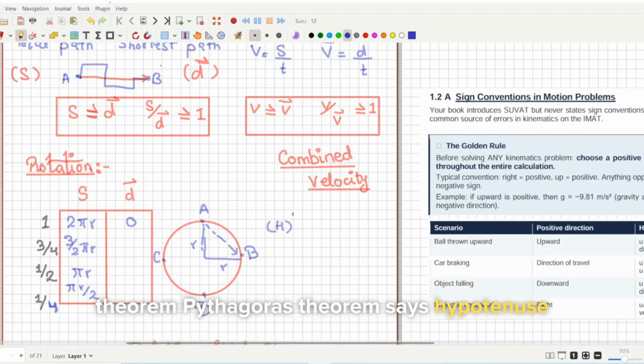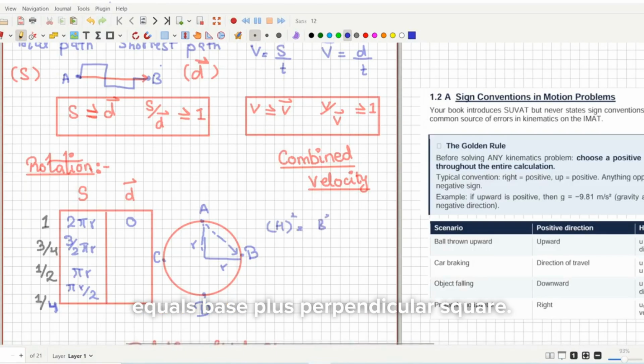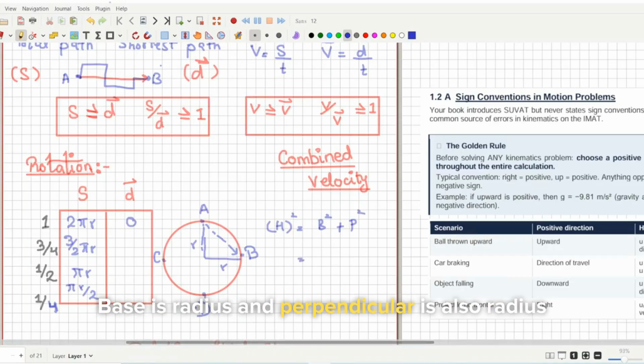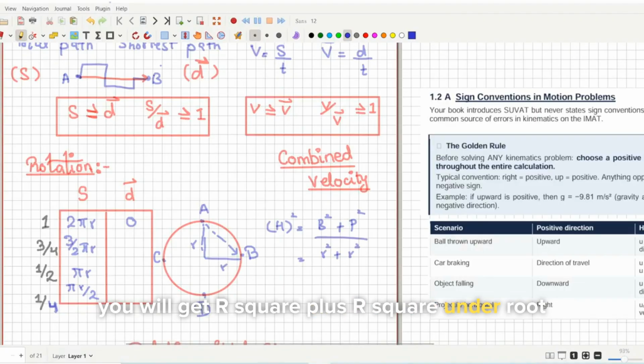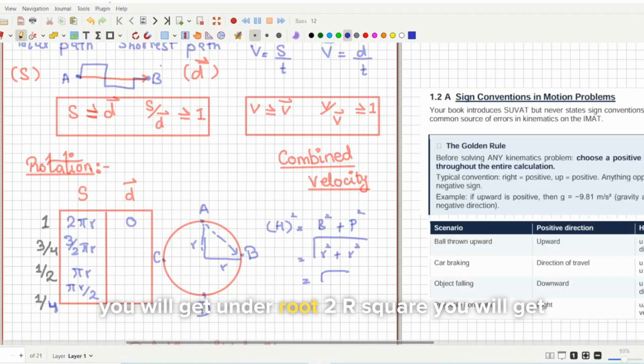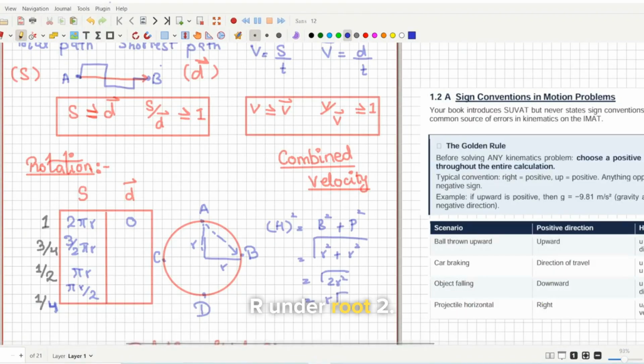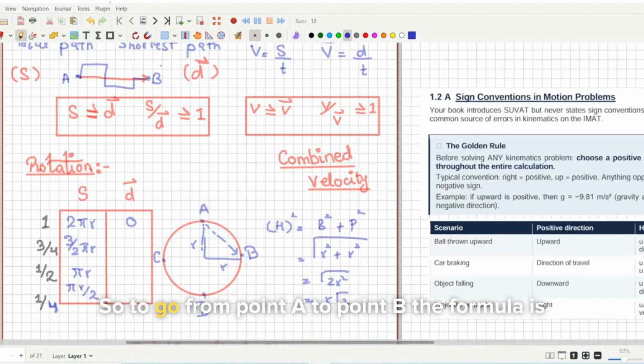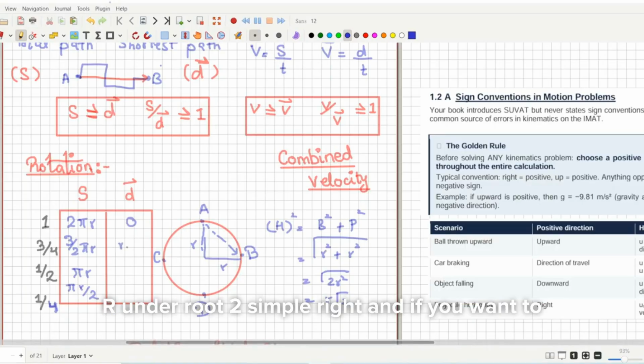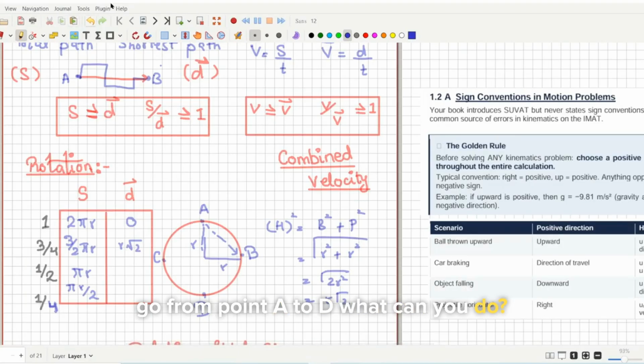Pythagoras theorem says hypotenuse squared equals base squared plus perpendicular squared. Base is radius and perpendicular is also radius. You will get the square root of r squared plus r squared. You will get the square root of 2r squared. You will get r under root 2. So to go from point A to point B, the formula is r under root 2. Simple, right? And if you want to go from point A to D, what can you do?